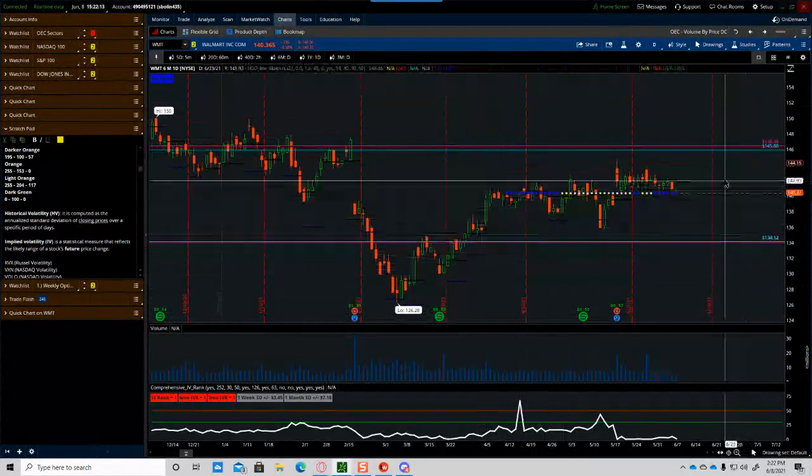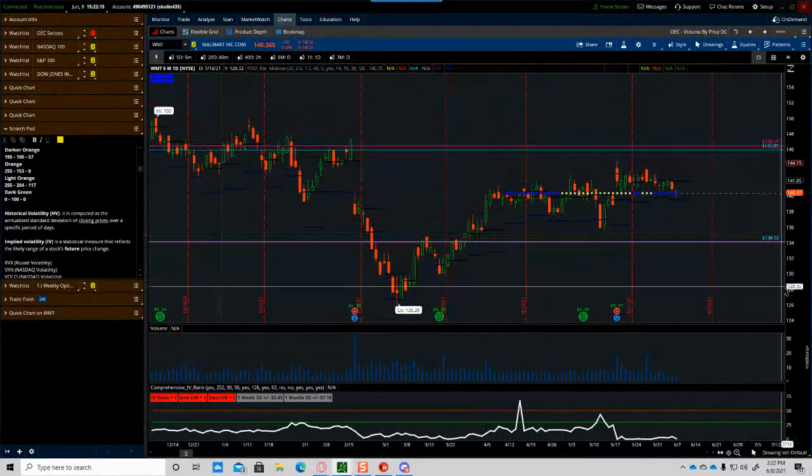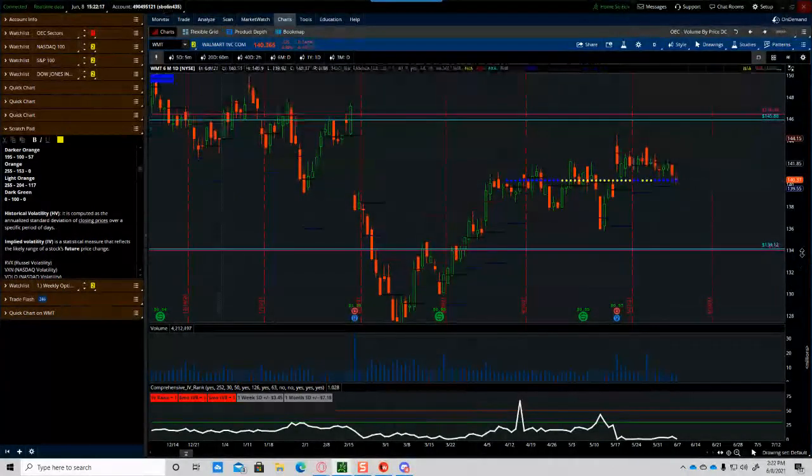Our boundaries for our trade are in cyan, and they're very close together. And this was done on purpose. I wanted my break even very close to how far price could move 70% of the time, meaning this trade would lose around 30% of the time because Walmart's going to stay in those boundaries 70% of the time. And that's all the way to expiration.